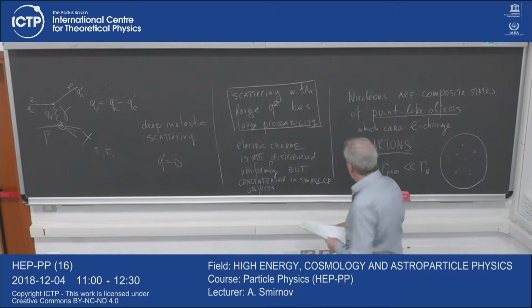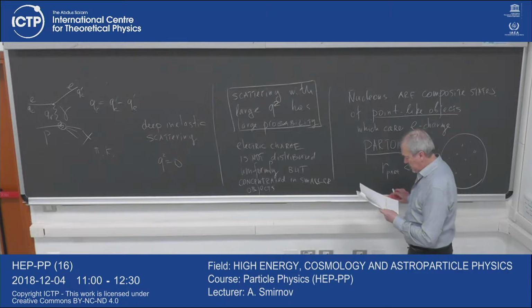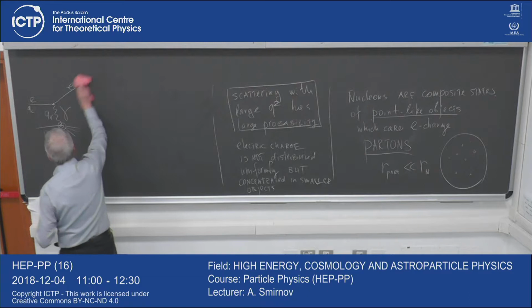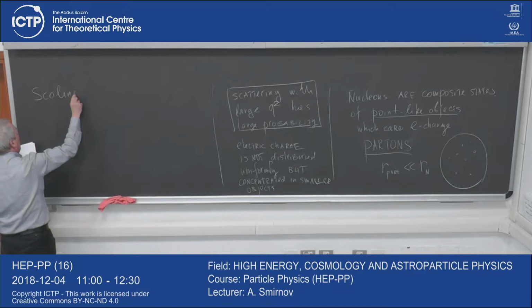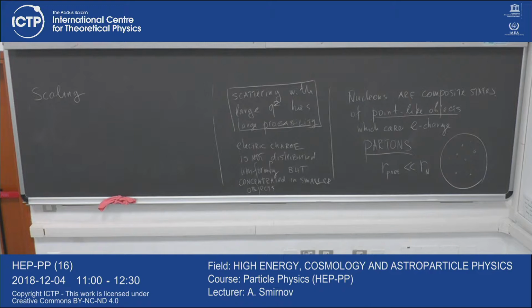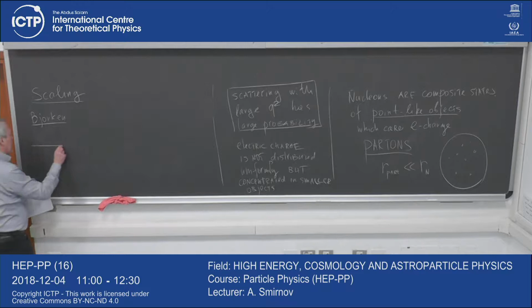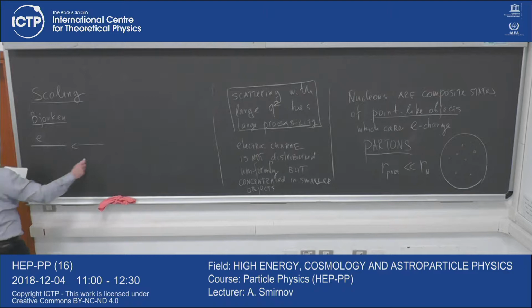Not only this, what has been found is that this scattering obeys the properties of scaling. So what is this, and more precisely, the Bjorken scaling? Let us consider the scattering of an electron on a proton, for instance.